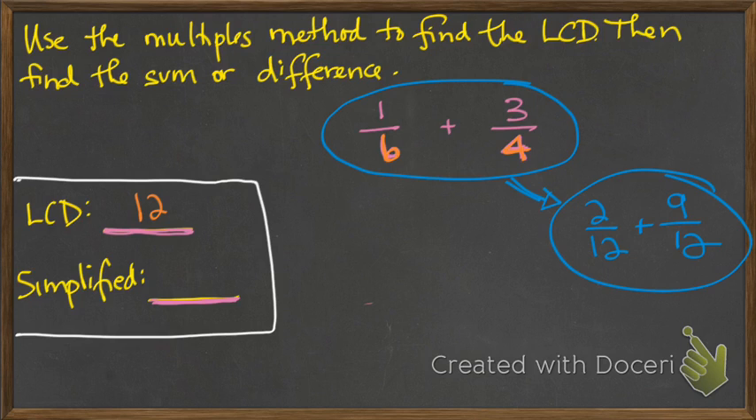Now we can add them together. Remember, when you're adding fractions and they have the same denominator, the denominator stays the same. So this would have 12 as the denominator, and then you just add the numerators. 2 plus 9 is 11. So that would be our answer, 11 12s.